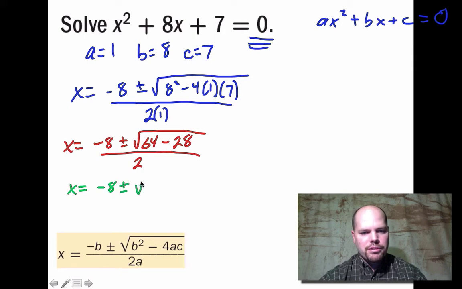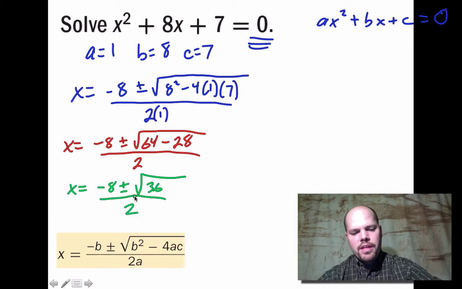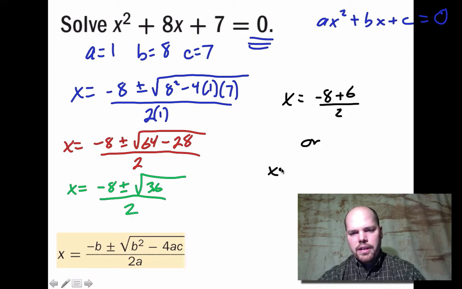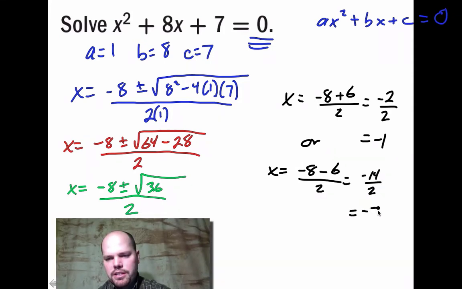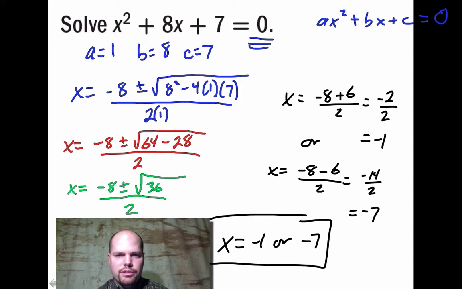Okay, negative 8, plus or minus. All right, now 64 minus 28, that is 36, all over 2. Now, let's split this into 2 solutions. So I'm going to say x equals negative 8 plus the square root of 36 all over 2, or x equals negative 8 minus the square root of 36 all over 2. So negative 8 plus 6, that's negative 2, divided by 2 is negative 1. Negative 8 minus 6 is negative 14, divided by 2 is negative 7. So the solutions would be x equals negative 1 or negative 7. Those would be the 2 solutions to that quadratic equation.